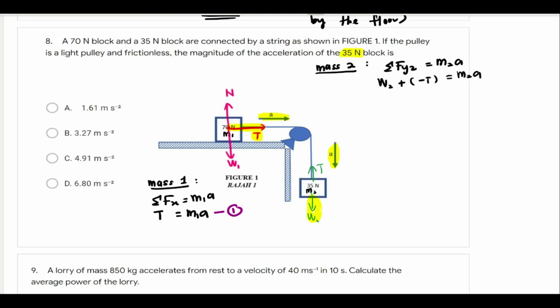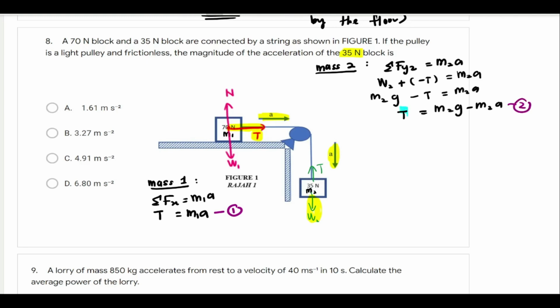Okay, so from here we can write that this is M2G minus T equal to M2A. Okay, so we can try to rearrange this equation. Okay, so kita boleh dapat apa tu? T is equal to M2G minus M2A. Okay, so this is our second equation.